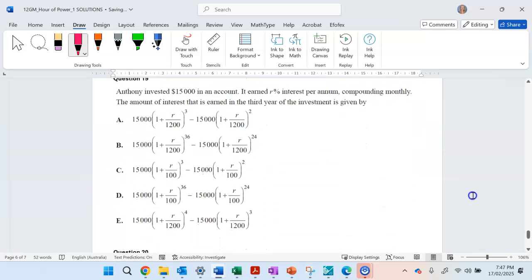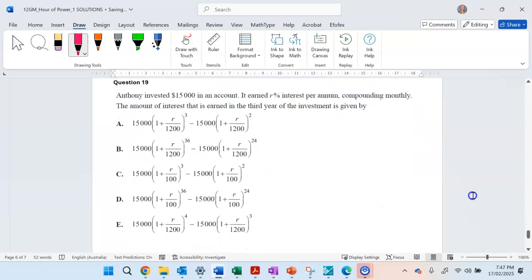All right, so this looks a little bit different to what we've seen before. Anthony invested $15,000 in an account. It earned R% interest per annum, compounding monthly. The amount of interest that is earned in the 3rd year of this investment is given by. So what we've got in the bracket is our R value, basically. So R is equal to 1 plus little r, which is our annual interest rate, over 100 times our compounding period.